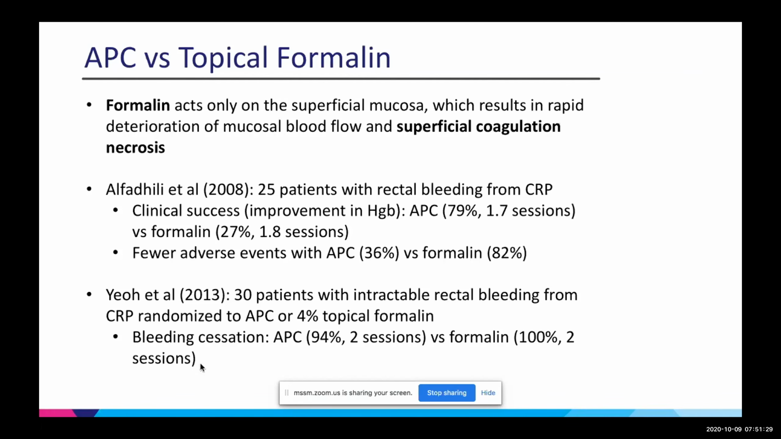Based off of these limited comparative studies, ASGE currently recommends against the use of formalin compared with APC because of higher adverse event rates with formalin. However, the recommendation is conditional with the quality of evidence being low.